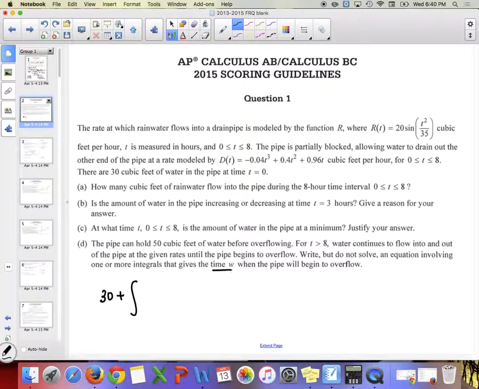Plus, and it's talking about the time w. So instead of writing t, I'm going to write from 0 to w. And then I'm going to do my r of t minus d of t, and I want all of that to equal 50. Okay, that would be perfectly fine. You don't have to subtract the 30 over or anything. You just set it up just like that.